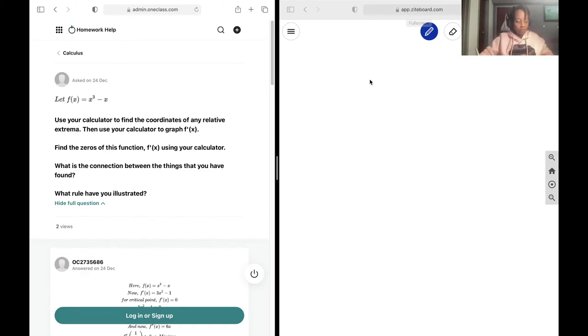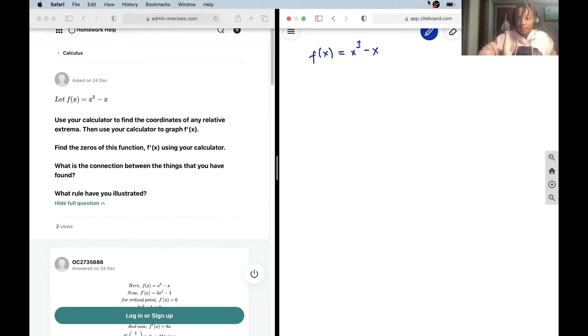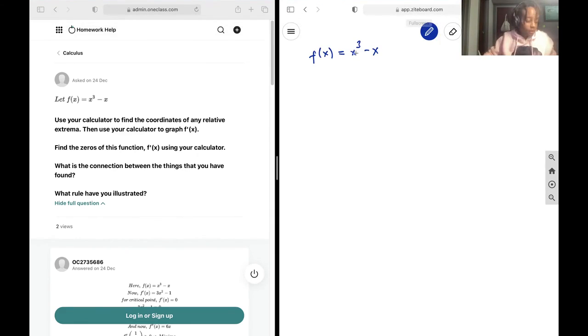So let's first find the extrema of f of x. If f of x is equal to x cubed minus x, we find the extrema by taking the derivative first and setting it equal to 0. So this becomes 3x squared minus 1. We like to set it to 0 and then test points before and after it, because when the derivative of a function is 0, that means we are at a maximum point.